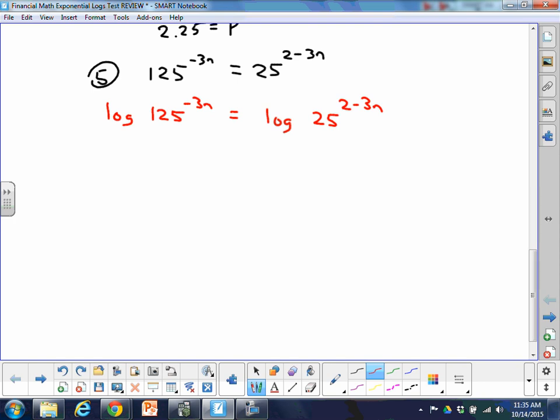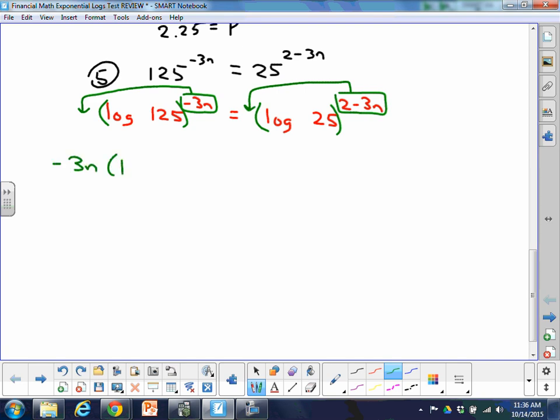We're going to then use a little property we talked about in class. Since a log itself is an exponent, this is kind of like having an exponent to another exponent. And if we remember, when you do power to a power, it turns into multiplication. So these exponents can now be brought out front, and you're going to get negative 3n times the log of 125 equals 2 minus 3n times the log of 25.